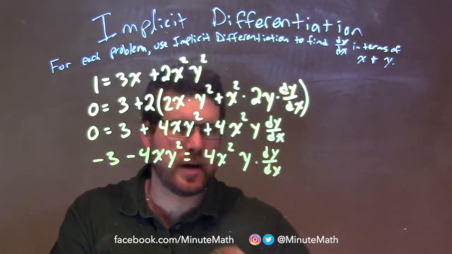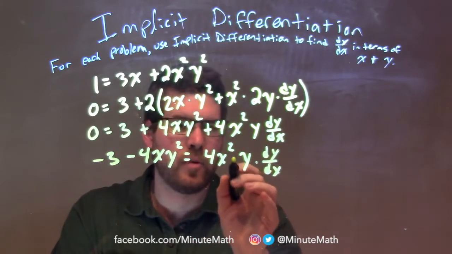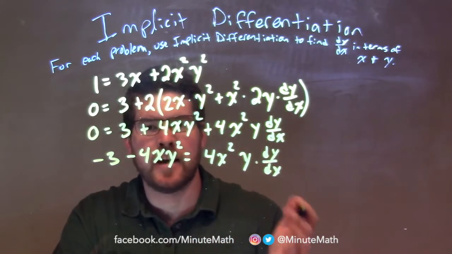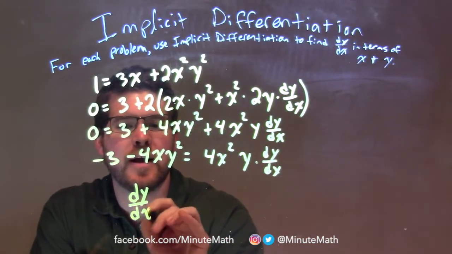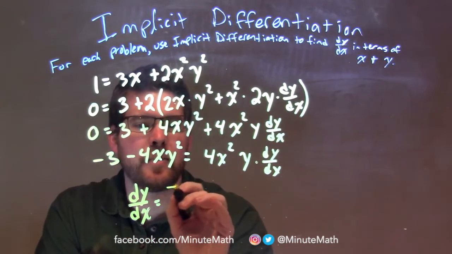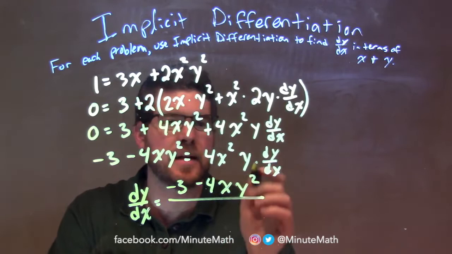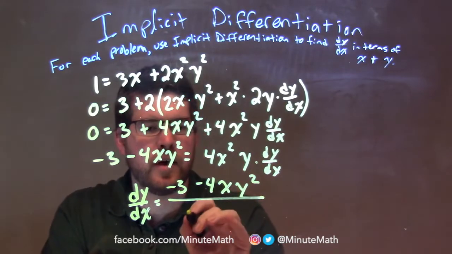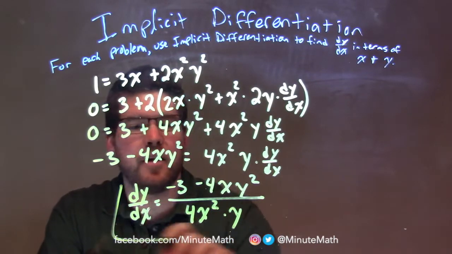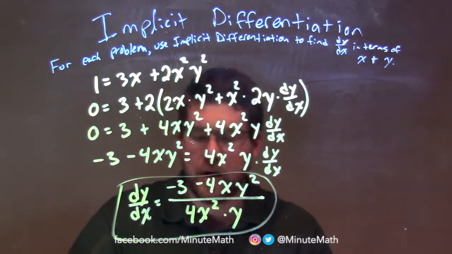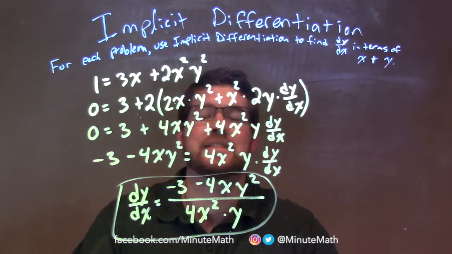Okay. And there's multiplication between them. So what I'm going to do now is divide both sides by 4x squared y, leaving me dy dx by itself. So I'm going to write dy dx first. dy dx is equal to, this will be my numerator, negative 3 minus 4xy squared, all over my denominator, this part that I'm dividing both sides by, 4x squared times y, and there we have it, our final answer. dy dx is equal to negative 3 minus 4xy squared over 4x squared times y.